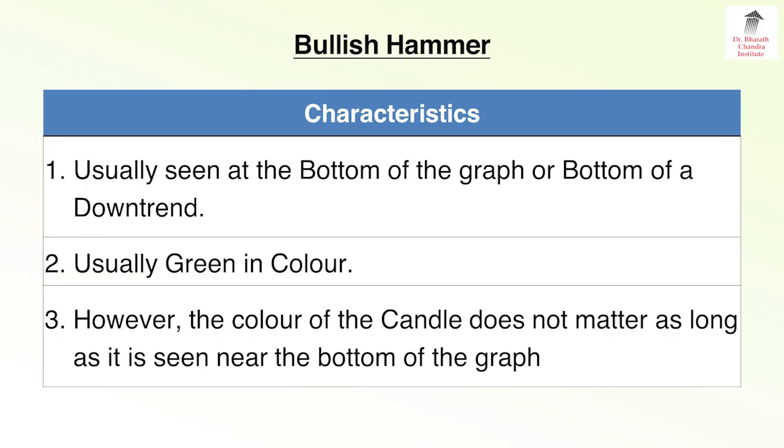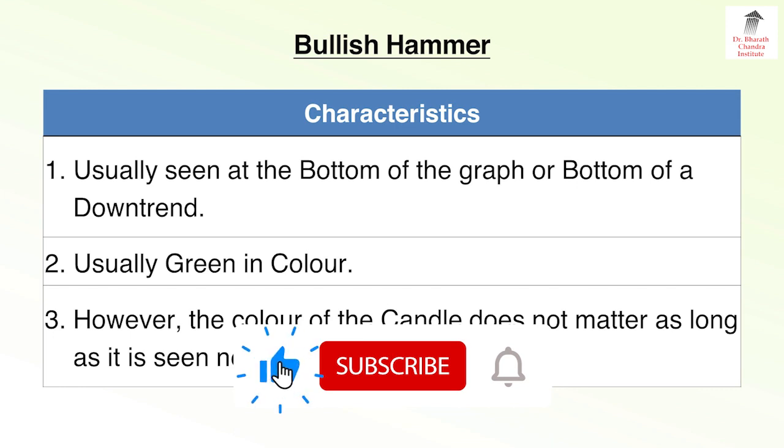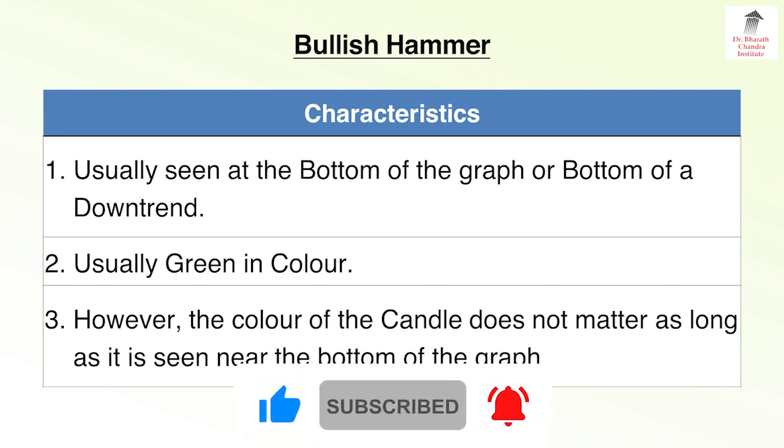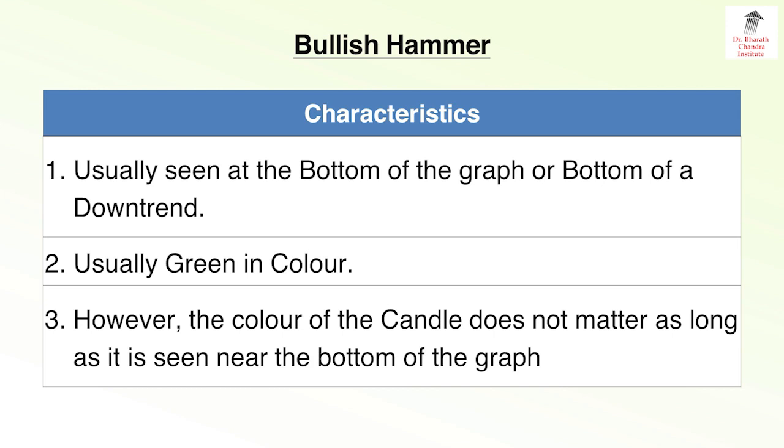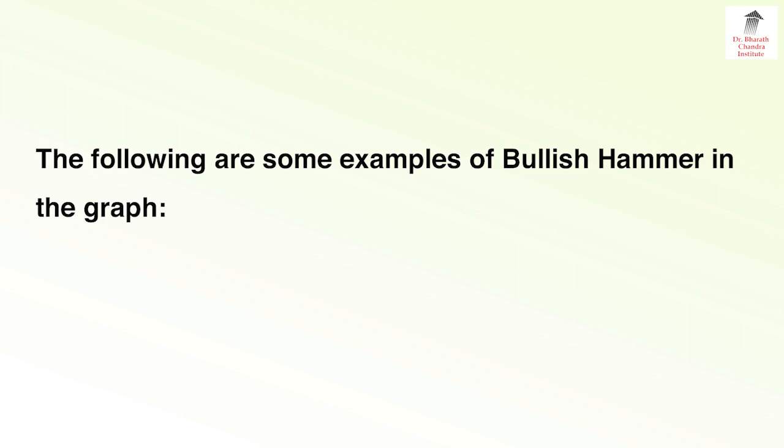Now about bullish hammer. The characteristics. Number 1. Usually seen at the bottom of the graph or bottom of a downtrend. 2. Usually green in color. 3. However, the color of the candle does not matter as long as it is seen near the bottom of the graph. The following are some examples of bullish hammer in the graph.